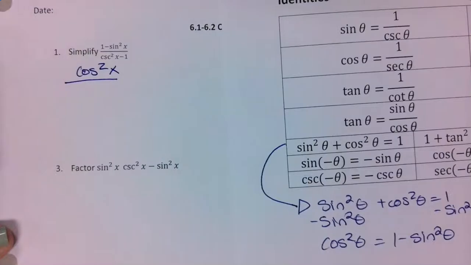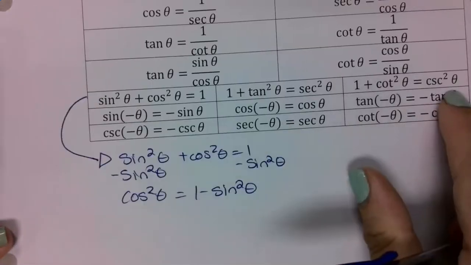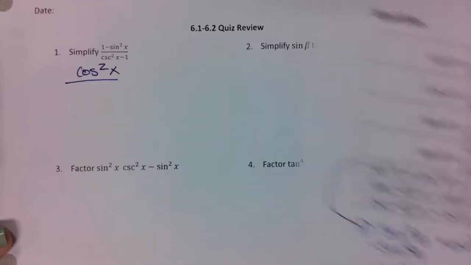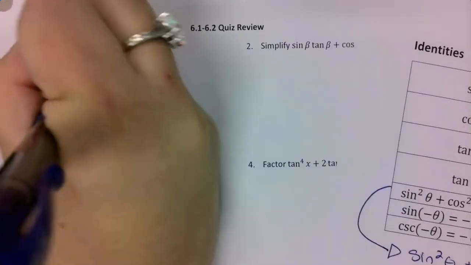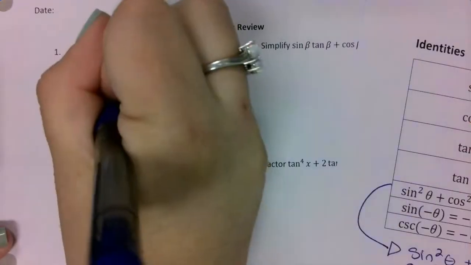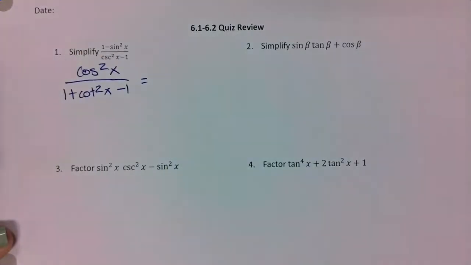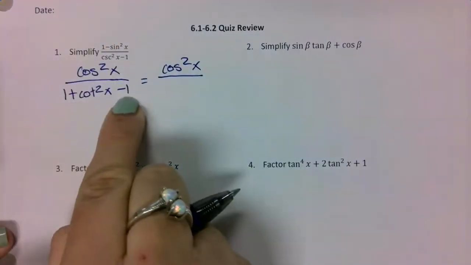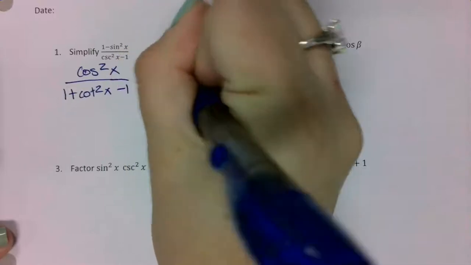Then I want to look on my bottom for cosecant, and I have cosecant squared equals 1 plus cotangent squared. So I'm just going to plug that in for my cosecant. I have the 1 plus cotangent squared x, and then I had the minus 1 from here before. Then I just want to go ahead and simplify. So I have cosine squared. The 1's will cancel out because I have 1 minus 1, which gives me cotangent squared.